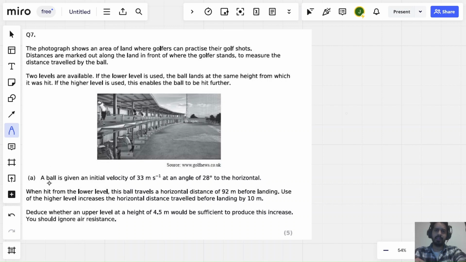A ball is given an initial velocity of 33 meters per second at an angle of 28 degrees to the horizontal. When hit from the lower level, the ball travels a horizontal distance of 92 meters before landing. Use of the higher level increases the horizontal distance traveled before landing by 10 meters. Deduce whether an upper level at a height of 4.5 meters would be sufficient to produce this increase. You should ignore air resistance.